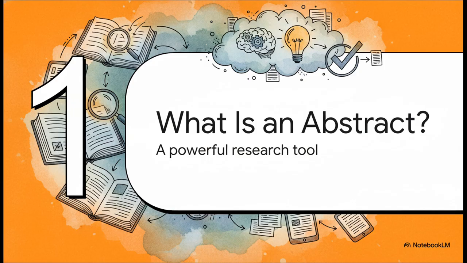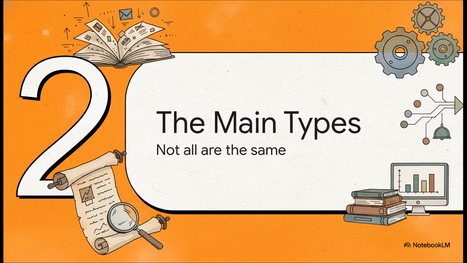Well, it's basically a short, powerful summary that you'll always find right at the start of a research paper. Its main job is to give you a quick overview so you can figure out in just a minute or so if the whole article is actually useful for your project. Think of it as a time saver that protects you from reading something that isn't relevant. Now, it's important to know that not all abstracts look the same. They can come in a few different styles, and each one gives you a slightly different kind of information.